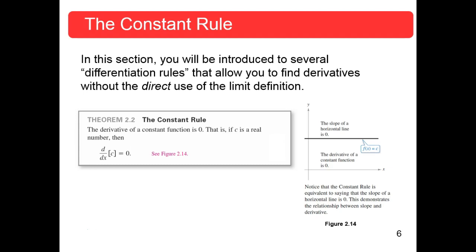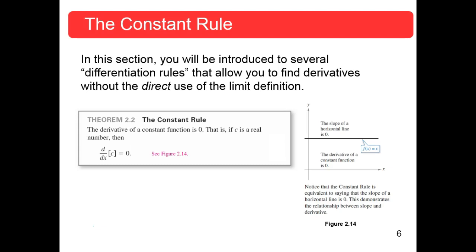Just a horizontal line. A horizontal line going through 2 and continuing through 2 forever and ever. For every value of x, the y value is 2. That's it. What's the slope of that line? 0. Okay, it has no slope. So guess what? The derivative of a constant function is 0. That is, if c is any real number, then the derivative with respect to x, now this is a number, not a variable, of a constant is 0. Horizontal line, slope is 0, derivative is 0, you got it.